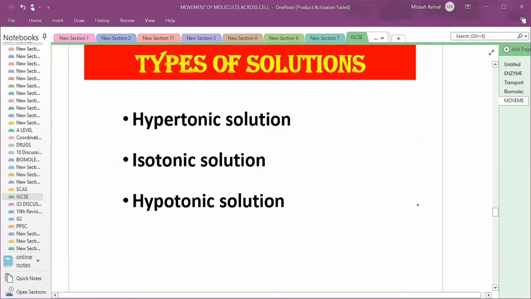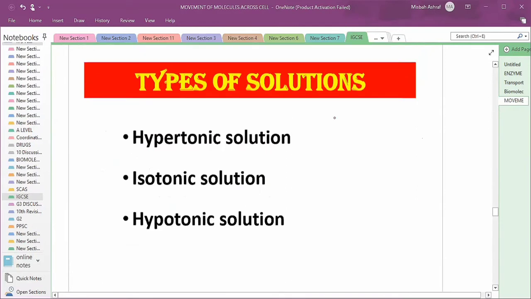Okay. Next is the type of solution. A solution always has a solute and a solvent, and there are 3 types of solution: hypertonic, isotonic, and hypotonic, right? This is hyper, this is iso, and this is hypotonic. Tonicity is used to describe the concentration of a solution, right?